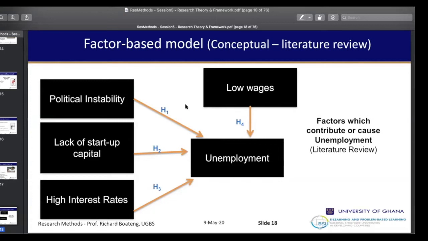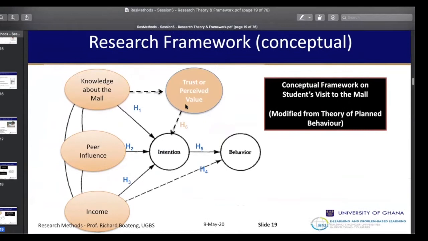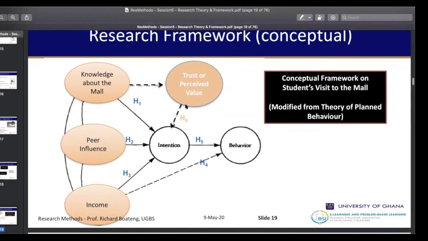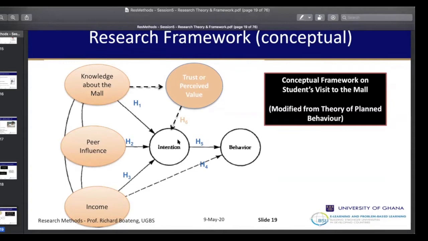Now, I also mentioned that sometimes your research framework itself can be based on the literature and then theory. So this person read on the theory of planned behavior and is now applying it to the mall. He said knowledge about the mall, peer influence, and income. And then he thinks that knowledge about the mall can also shape a person's intention. So knowledge about the mall goes to trust or perceived value, then it goes to intention. So the intention to go to the mall can be mediated by the trust the person may have. And that can also go to behavior.